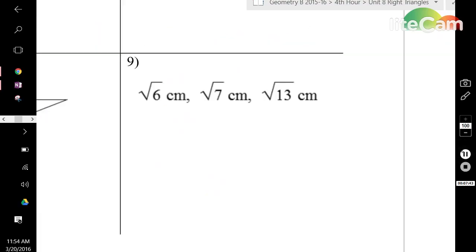Let's check this one out. We have root 6, root 7, and root 13. The biggest number here is going to be root 13. So that's going to be your c. This is a, this is b.